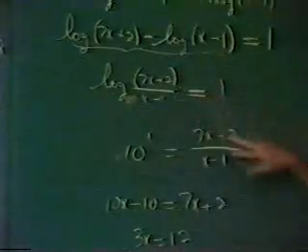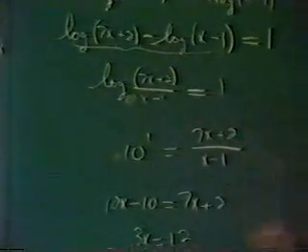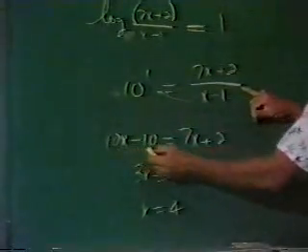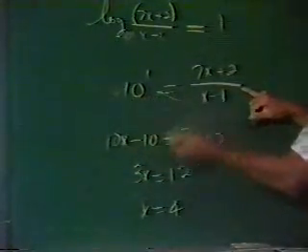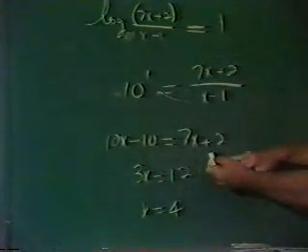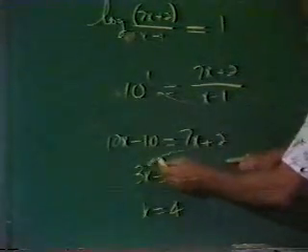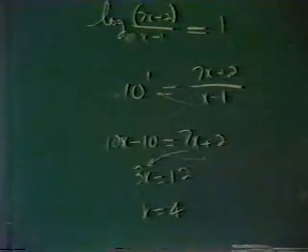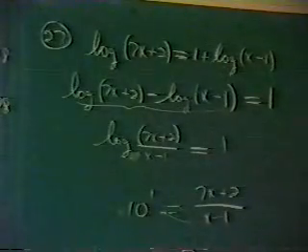So 10 to the first power is equal to this. Then working this from the algebra the rest of the way, we cross multiply x minus 1 times the 10. 10 times x, 10 times minus 1 equals 7x plus 2. Getting the x's on one side, the numbers on the other side, you end up with x equals 4. Now go back and check that, of course, in your original problem, see if it works, and it does.